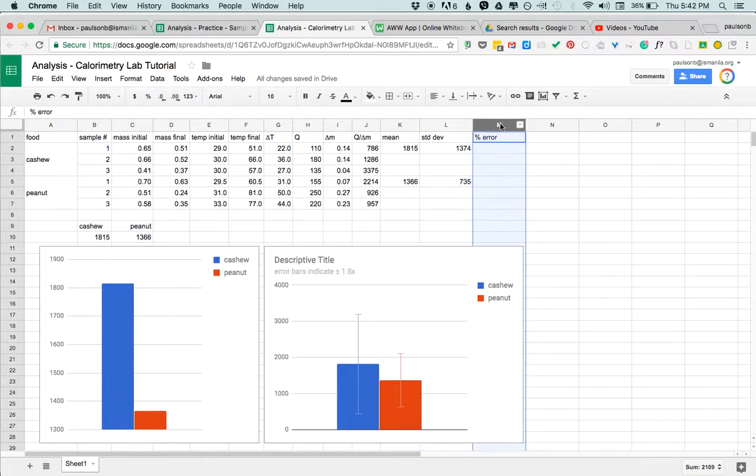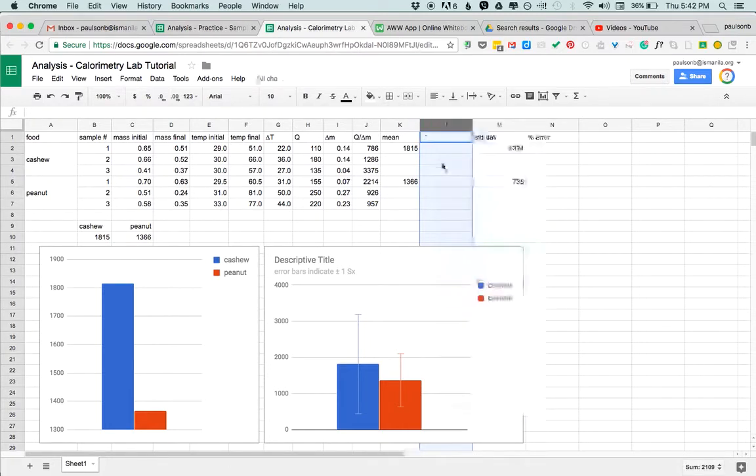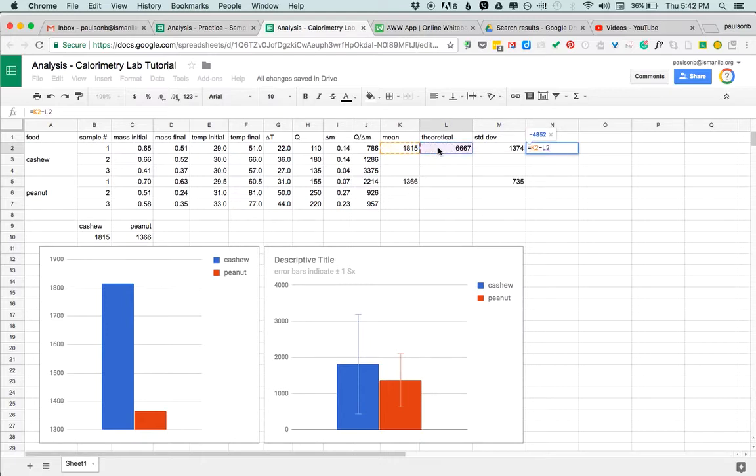I've got percent error ready to calculate here. If I insert a column to the left, I can put the theoretical value, and for that it's 6,667. So percent error is simply going to be equal to this one minus that one. I need brackets though, because I need to divide that whole thing by the theoretical. I need more brackets, order of operations here, times 100 to give me a percentage. And now I'm going to get a whole whopper of percent error here, 73% error. Ouch. Meaning this value is not at all close to this value.